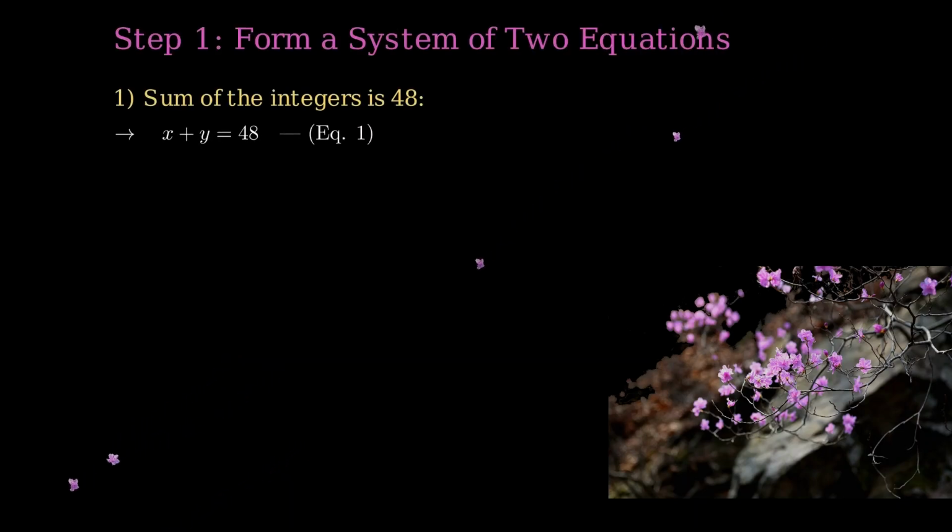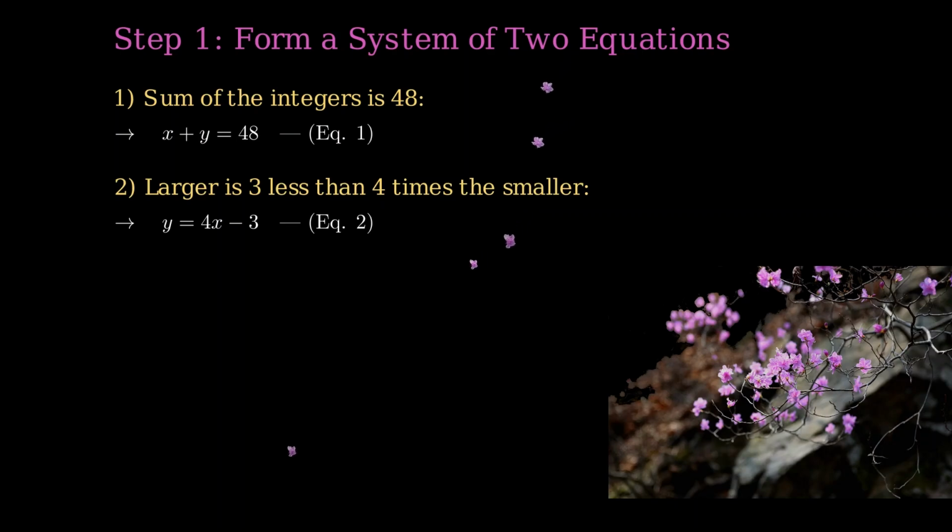Step 1. Let's write the system of equations. Since their sum is 48, our first equation is x + y = 48. The second condition tells us that y = 4x - 3. Because the second equation directly expresses y in terms of x, it makes perfect sense to use substitution.